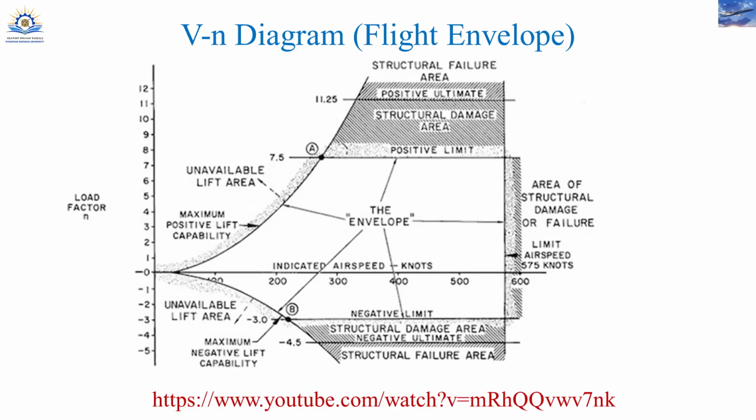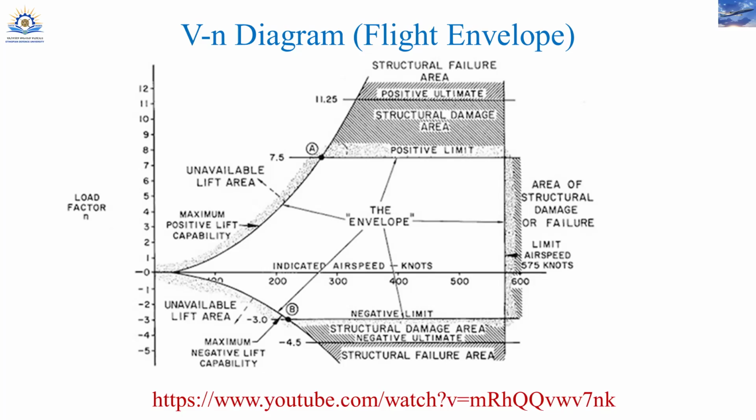For example, if I fly at this speed, if you project the point to that A, it gives the same speed at every point, but the n values are different. The n values are different, but the speed is the same. If I fly from this point to this point, it is the same velocity, but the load factors are increasing.